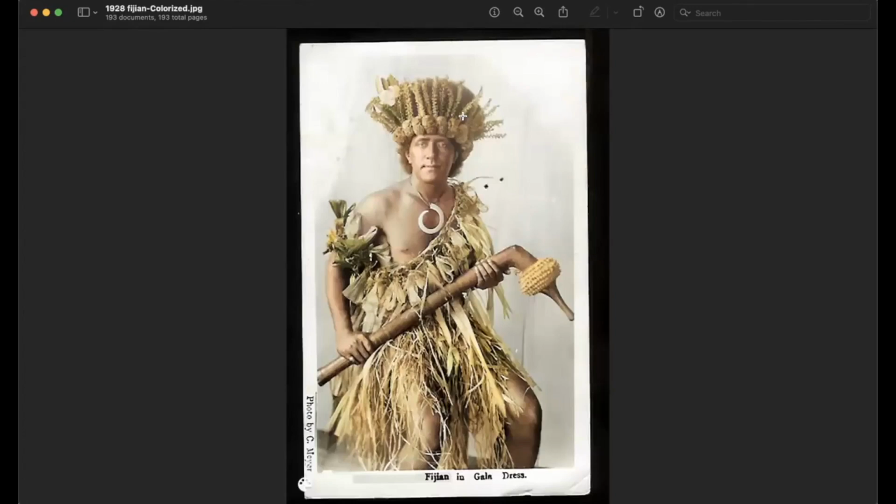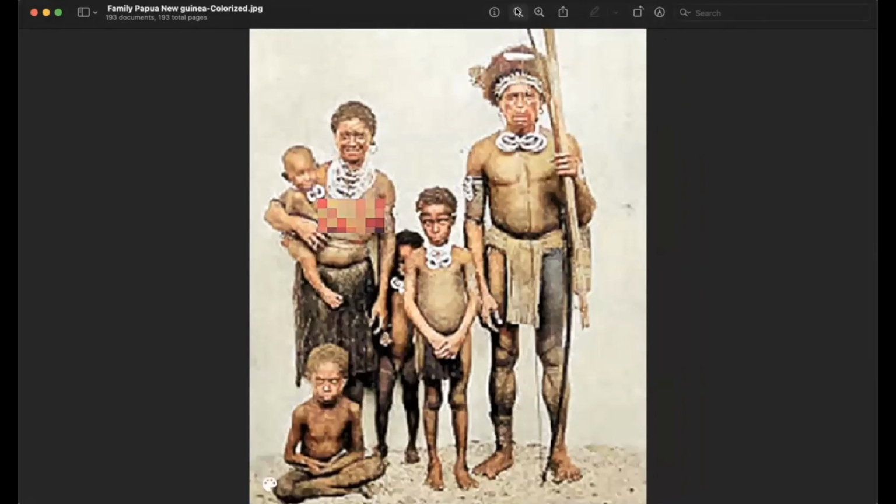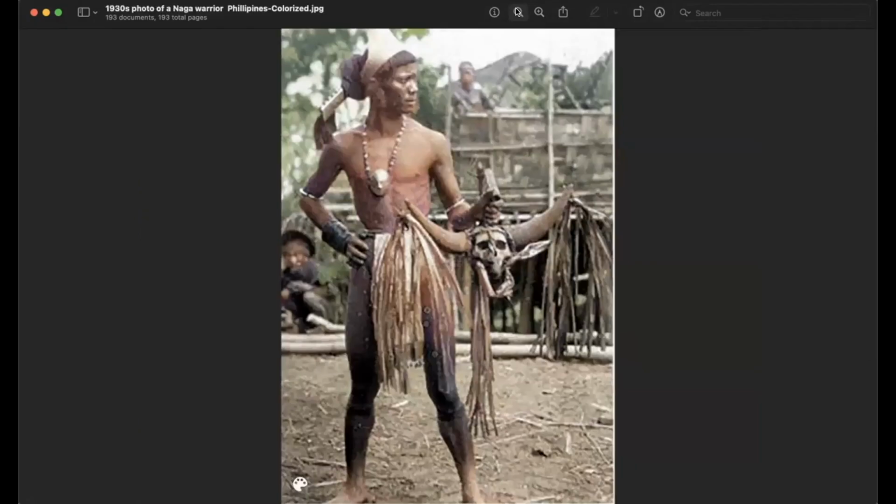This is a Fijian from the Fiji Islands. This is a family from Papua New Guinea. It's of bad quality. It was very small, but I found it, I colorized it, made it a little bigger, and this is what you get, Papua New Guinea. It says here, 1930s photo of a Naga warrior, Philippines. And they actually do mean Naga. There is a place, Naga, in the Philippines. All right, this is an actual indigenous person from that area. I was able to find this and colorize it, and this is what we got.